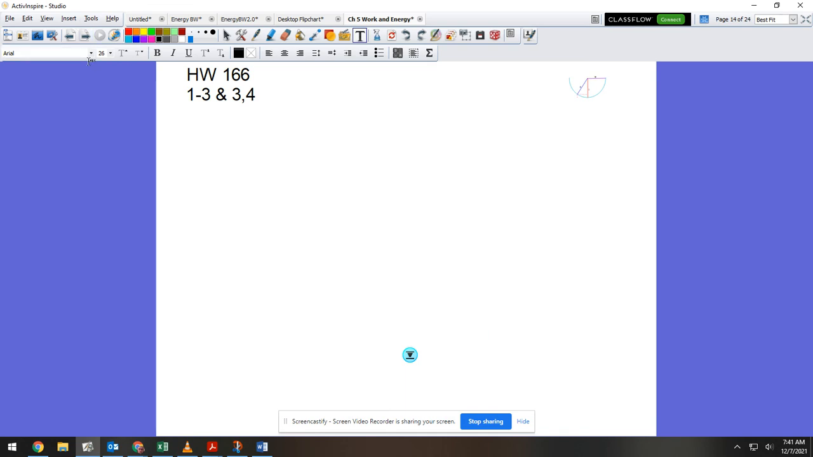With that, do I tell you where the problems are on the next page? There we go. Page 166 is the homework to do here: 1 through 3 and 3 and 4. So there are 2 little question sections to answer.